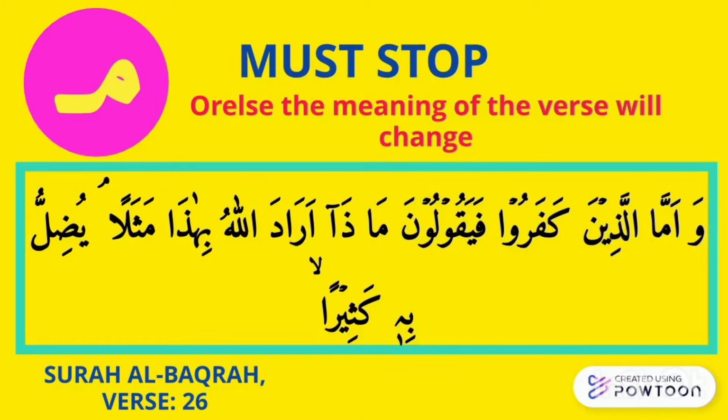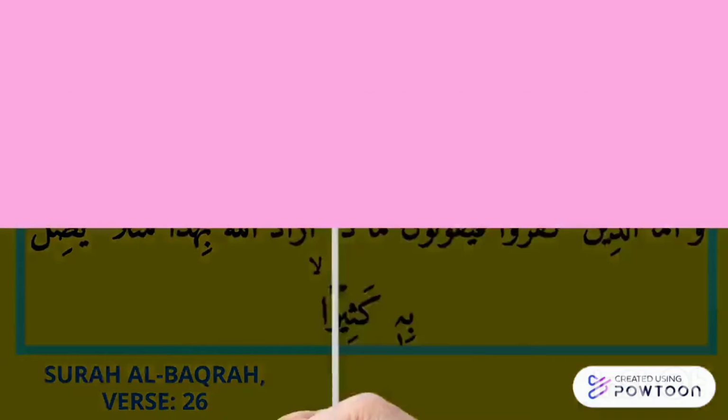So the right way to recite this verse is: وَأَمَّا الَّذِينَ كَفَرُوا فَيَقُولُونَ مَاذَا أَرَادَ اللَّهُ بِهَذَا مَثَلًا، يُضِلُّ بِهِ كَثِيرًا وَيَهْدِي بِهِ كَثِيرًا وَمَا يُضِلُّ بِهِ إِلَّا الْفَاسِقِينَ. Number 2. The Lam Alif symbol.